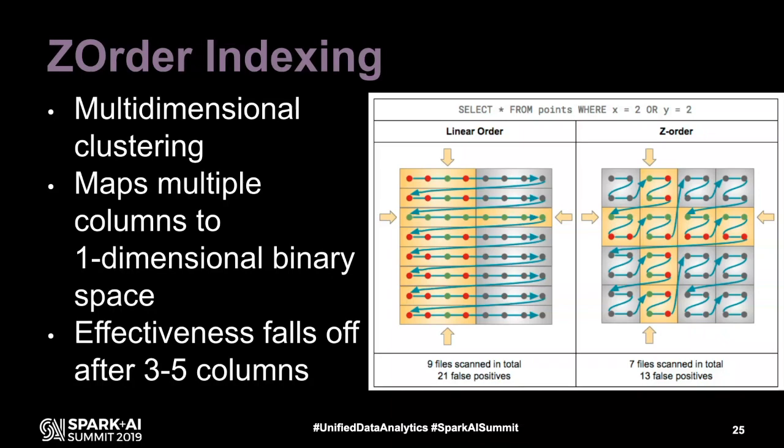Down the road, it would be really interesting to implement the Hilbert curve, which is a different space mapping curve. The Hilbert curve has higher dimensional effectiveness, essentially. So it's not quite as effective on small numbers of columns, but it scales up much better into 5 or even 10 or 15 columns and is able to co-locate the data.